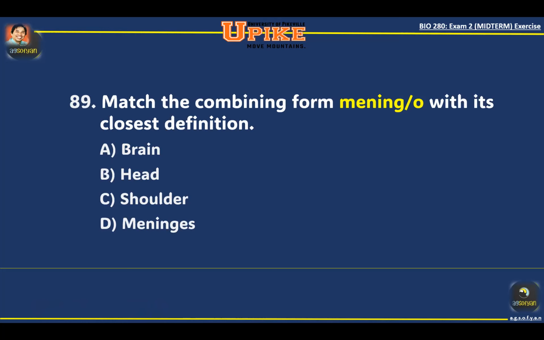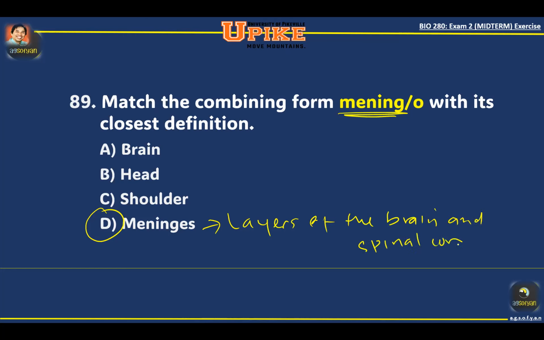What's the combining form of meningo? Meningitis, for example. So it's going to be related to meninges, which are the layers of the brain and spinal cord. That's meninges.